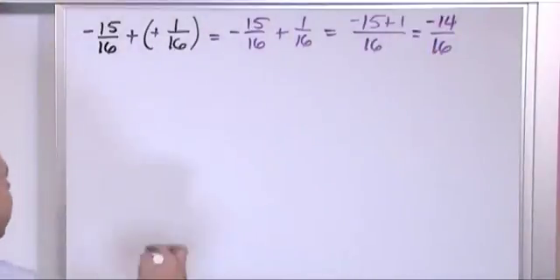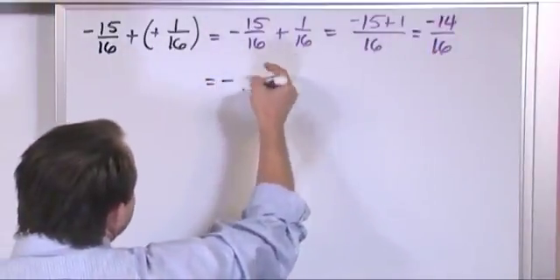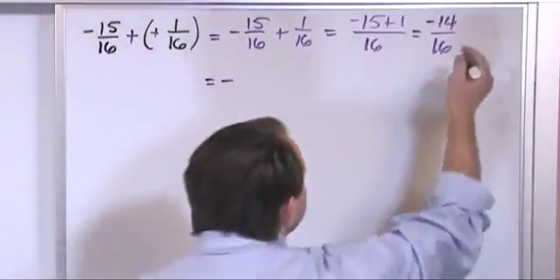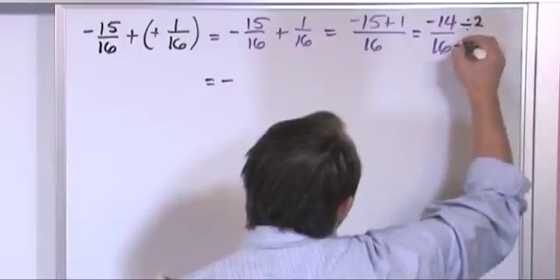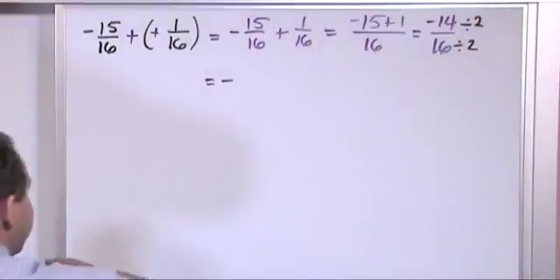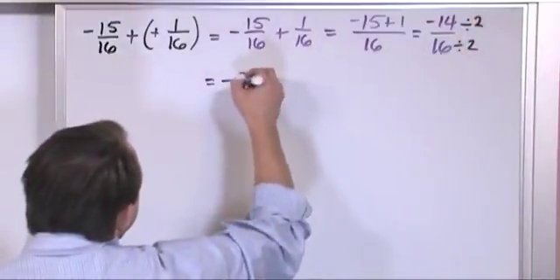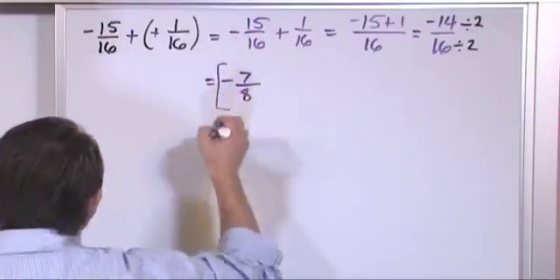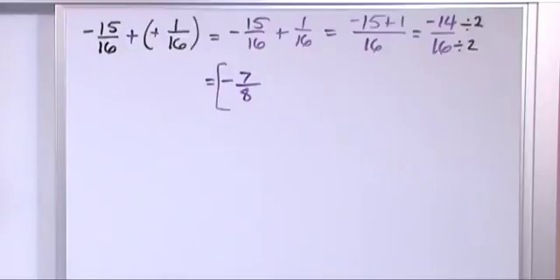And those are both even numbers, so I can definitely simplify this. I'll take the negative sign out front, and what I'm going to do is divide by 2 and divide by 2. So what's 14 divided by 2? That's 7. And 16 divided by 2 is 8. So negative 7/8.